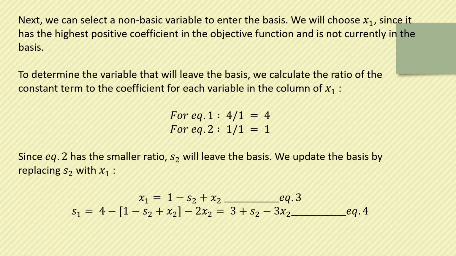x1. So now x1 is equal to 1 minus s2 plus x2, and s1 is 4 minus x1 minus 2x2. Substituting x1 as 1 minus s2 plus x2 gives us the solution z equal to 3 minus 3s2 plus 3x2 plus 2x2.